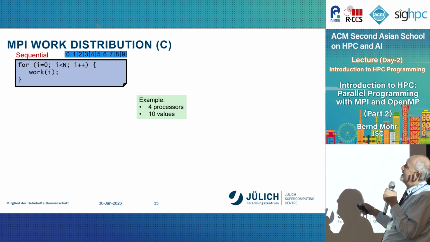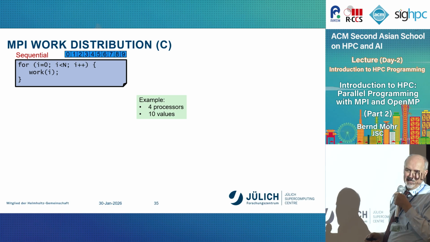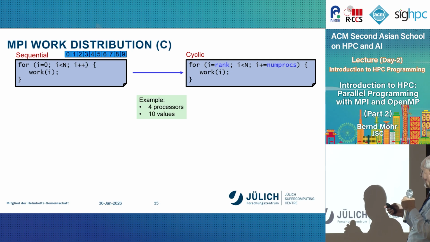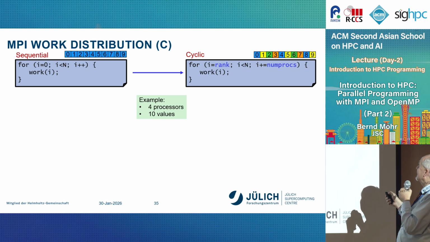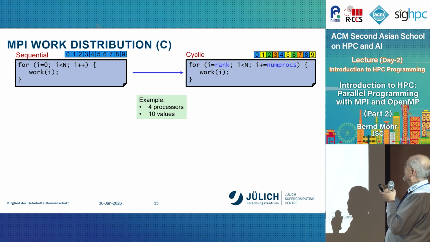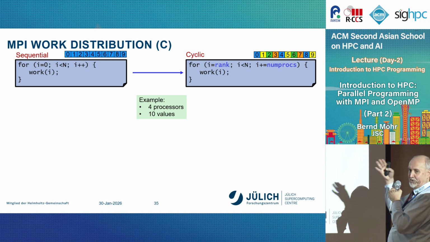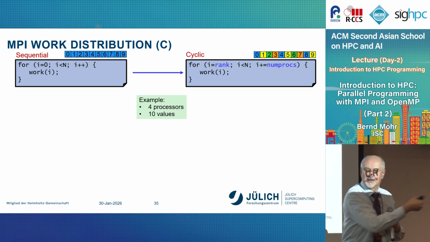So I have 10 processors, so the rank is going from 0 to 9, and I have 10 values I need to calculate. The first and simplest version is cyclic. The first processor gets the first value, the second gets the second, and so on. When I run out of processors, because I have only 4, you start again: 0, 1, 2, 3, 0, 1, 2, 3, 0, like you go through. It's like giving out cards.